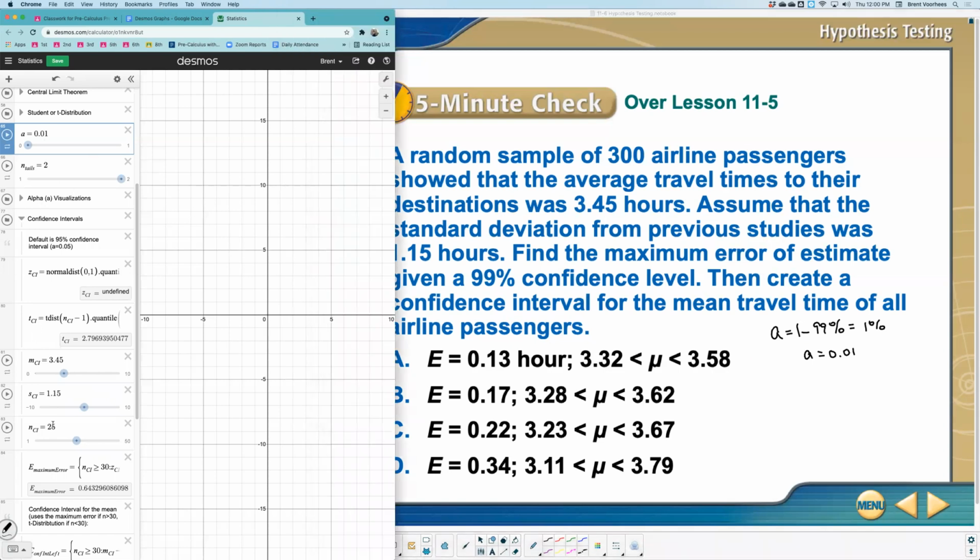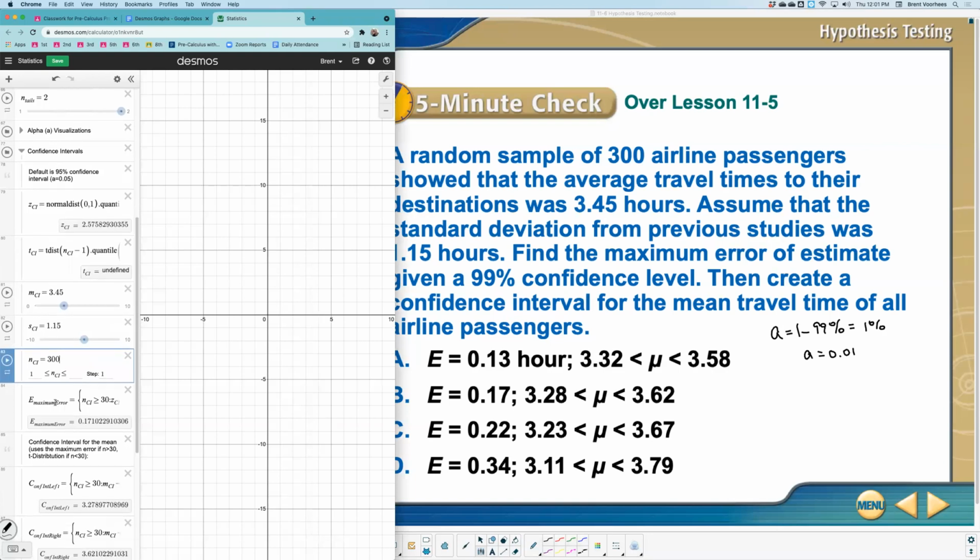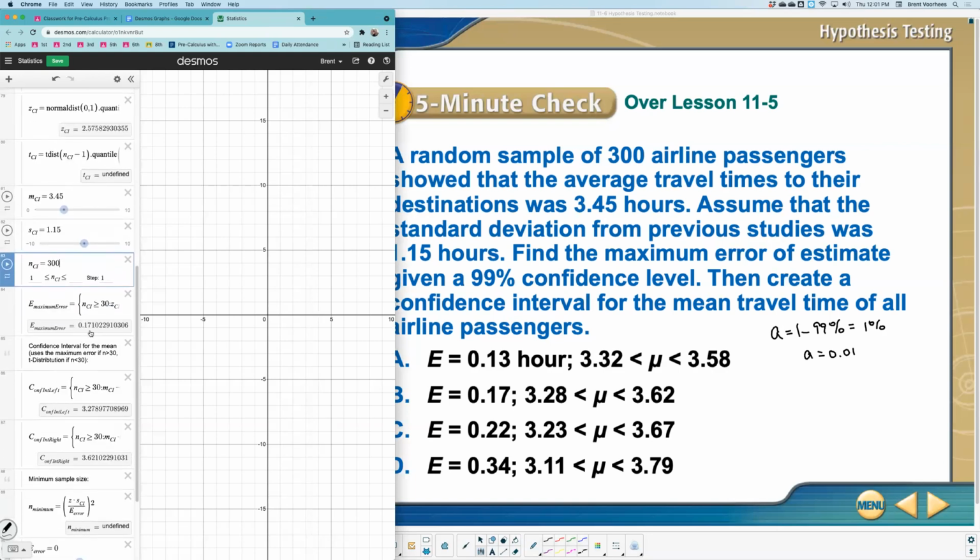And so let's see here, number of samples. We weren't given any certain number of samples here, unless, oh no, here we are, 300. So we're looking at 300. I'll scroll down here. There's my maximum error. It's 0.17. So it looks like B is going to be the correct answer.